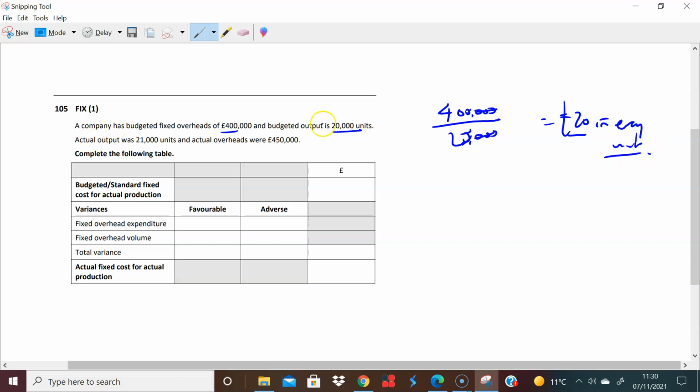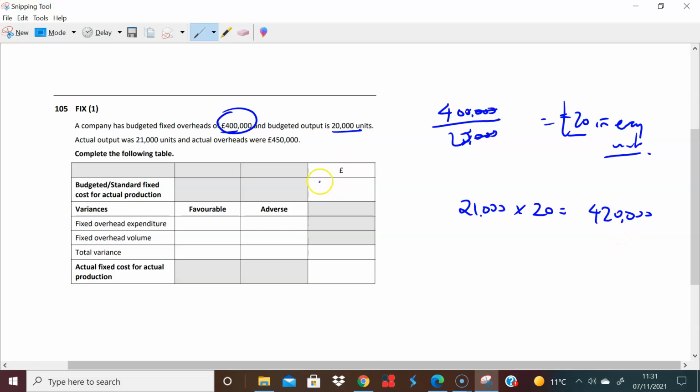So actual output, so that's the budget. So the budget is nicely here at 400,000. We can see it. Hopefully by now you've done enough of these and you're there. Actual output is 21,000 units. You actually produce 21,000 units and that times 20. So your accounts are currently showing 420,000. That's what's showing in your accounts.